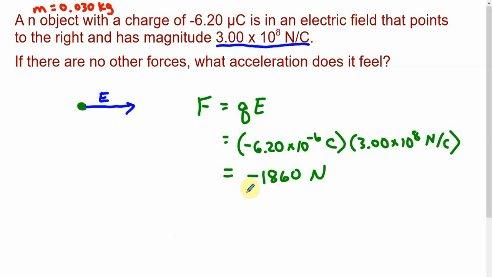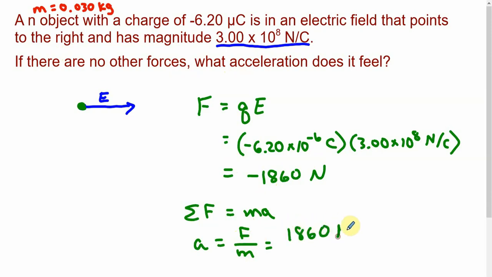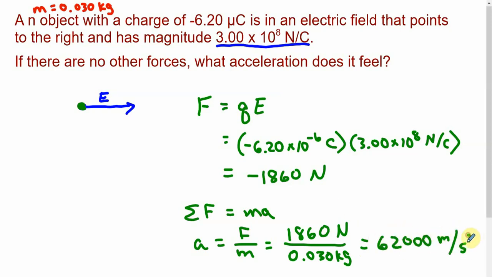All right, now that's one force. There could be other forces on this object, right? But if we want to know the acceleration, and if there are no other forces, then this is the only force. That's the net force, right? So then we can use F equals ma. So a is, since there's only one force, the sigma isn't really doing anything, divide by the mass. So just Newton's second law. So 1,860 newtons divided by 0.030 kilograms is going to be quite an acceleration. 62,000 meters per second squared.